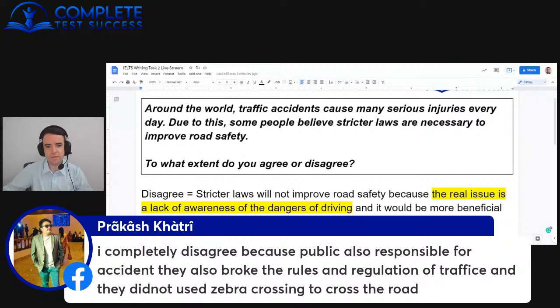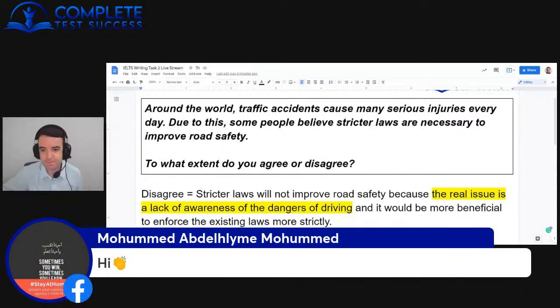No, it doesn't make sense. If they're already breaking the rules and then we have more strict rules, they will continue to break those rules. So you're saying it won't work because people will continue to break the rules. But why will they continue to break the rules? Why are these stricter laws not having an influence on their behavior? So no, that's not appropriate either.